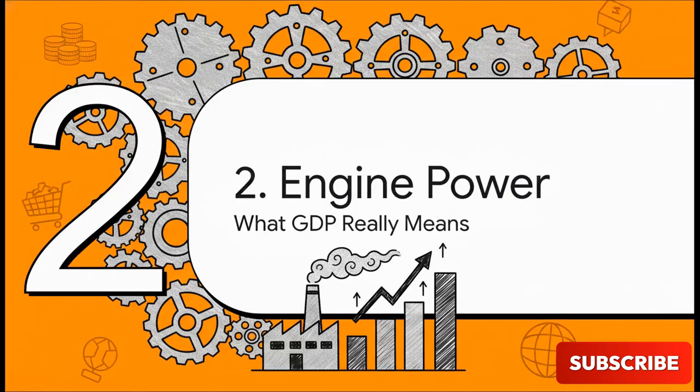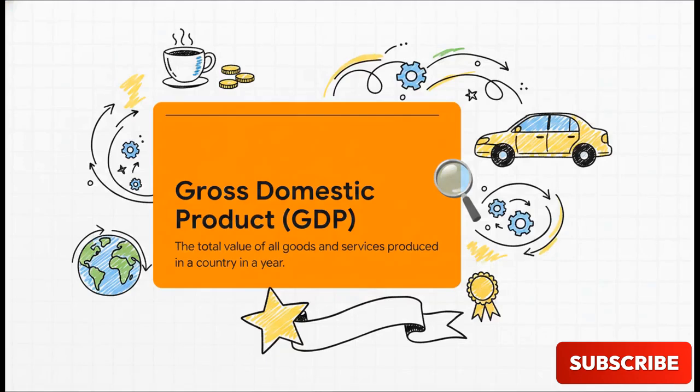But how do we measure the total output of this entire machine? Well, that brings us to a term you hear all the time, GDP. GDP is pretty much the power gauge on the economic engine. It adds up the value of every coffee, every car, every service produced in a country for a whole year. You can think of it as the ultimate report card for a nation's economy.